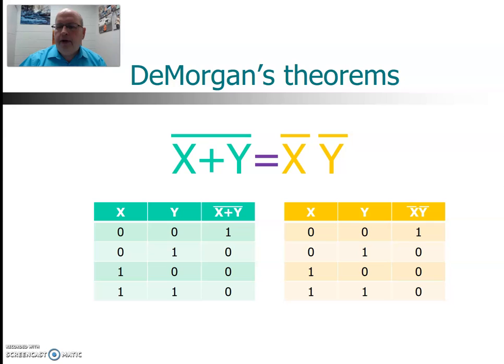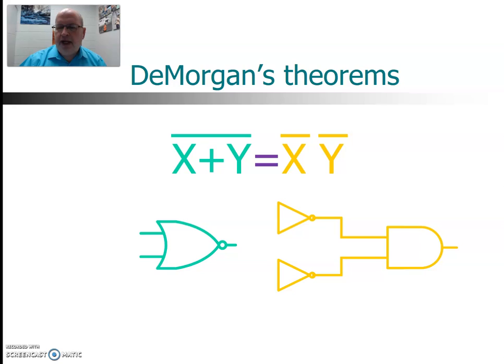Here is the other variation of DeMorgan's theorem. Here we have not x plus y is equal to not x times not y. And the truth table for both of those is 1, 0, 0, 0. And again, like before, I suggest you pause the video and convince yourself that those truth tables are the same for both expressions. If we look at the logic gates for those expressions, we have a NOR gate, and that NOR gate is equivalent to the AND with both inputs inverted. So those two circuits are the same according to DeMorgan's theorem, which we just proved.